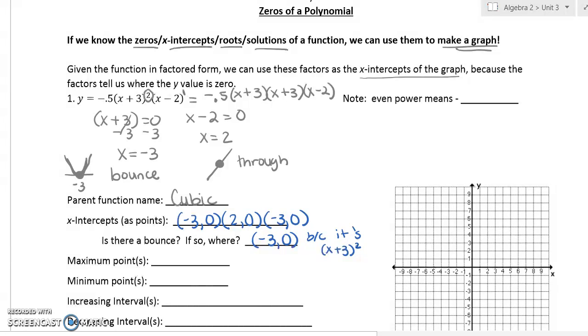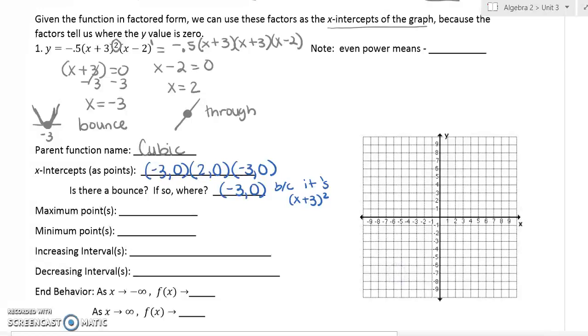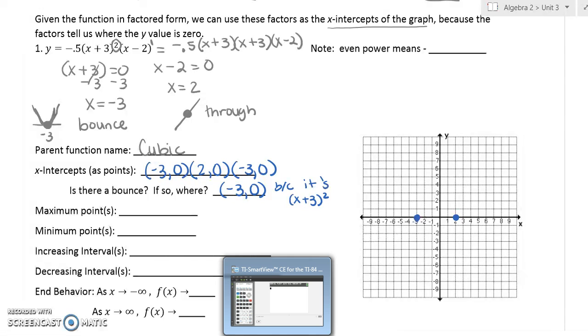We are going to go ahead and find the maximum, the minimums, and increasing, decreasing, so we'll utilize our calculator for all of this. But for right now, let's go ahead and plot our points. We have an x-intercept at negative 3, 0, and one at 2 comma 0. So that's all we know so far. Now let's go ahead and see what it looks like on the calculator.